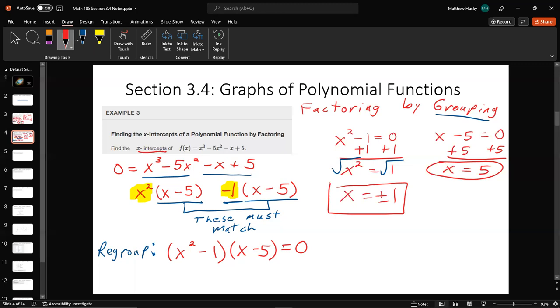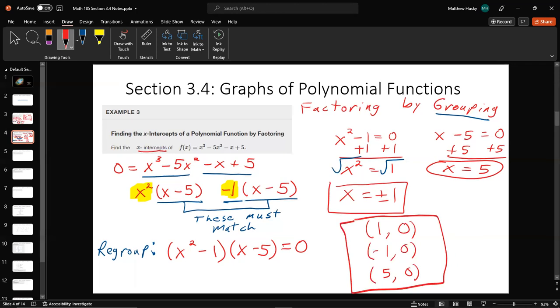So when all is said and done, the x-intercepts, what we're wanting, are points. An x-intercept is a point. So you would write these out separately. You'd have (1, 0), you'd have (-1, 0), and then you would have (5, 0). And those would be the 3 x-intercepts of that equation, of that graph.